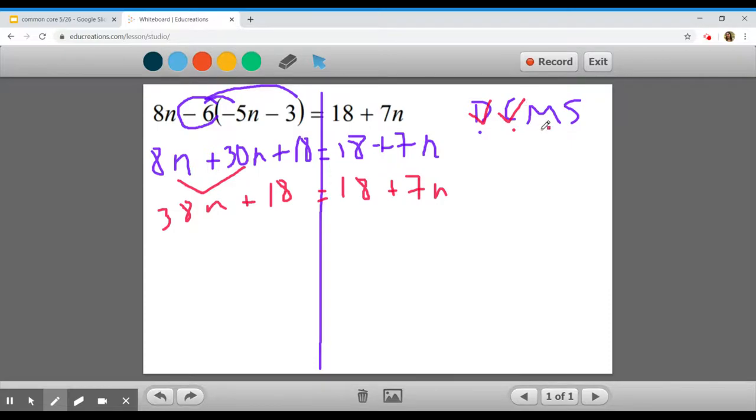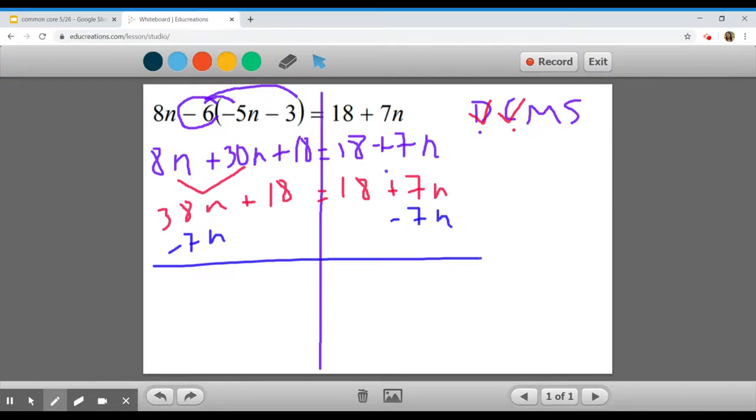M stands for move both variables to the same side. And now it doesn't matter which side I want to get them to. I could either move the 38n over here or cancel out the 7n. Some of you had gotten really good at figuring out which one's going to make your life a little bit easier. If I subtract 7n from both sides, I'm able to keep my variable term positive, which makes my life easier. I'm not wrong if I subtract 38n from both sides, but this is a helpful strategy.